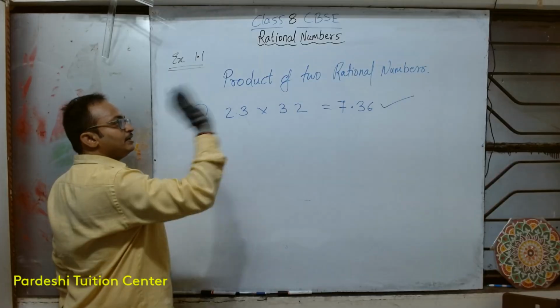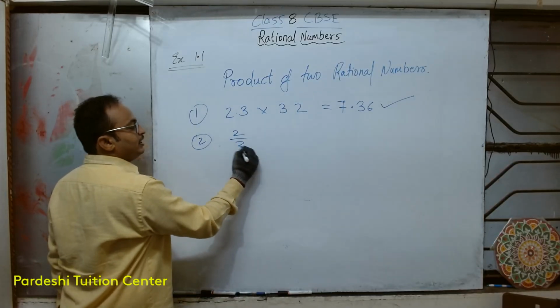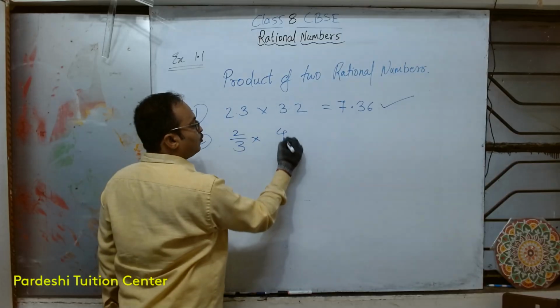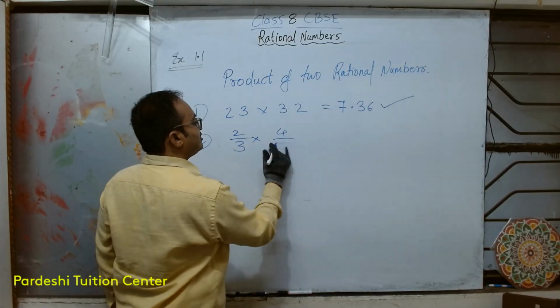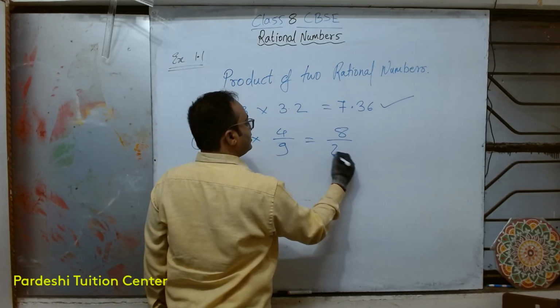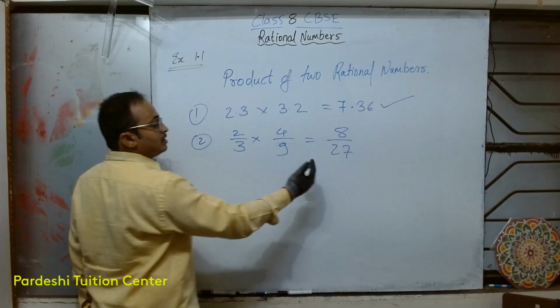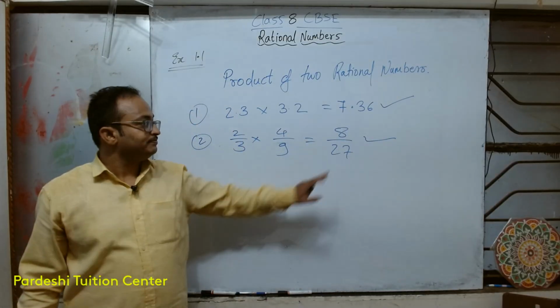Now let us check in the fraction form. If I take any rational number 2 by 3 and multiply it by any other rational number, 4 by 9 let us take, then it will be 8 by 27. Again it is a rational number because it is in the form of p by q, where q is not equal to 0.